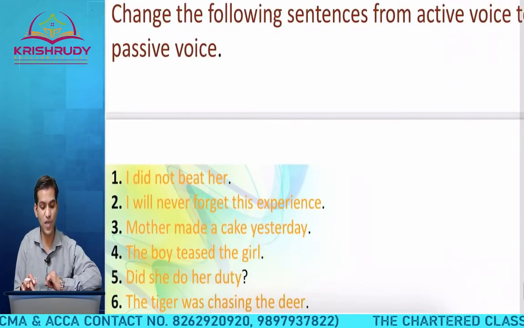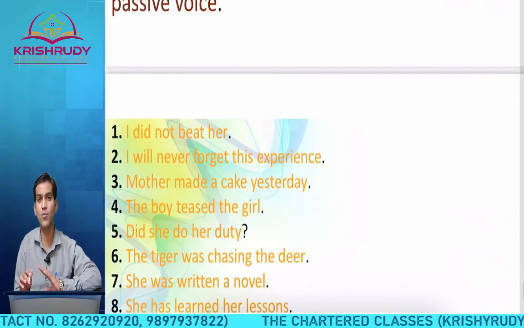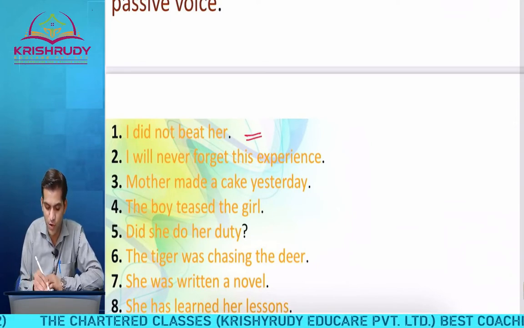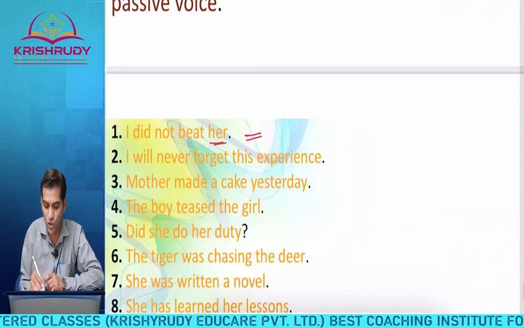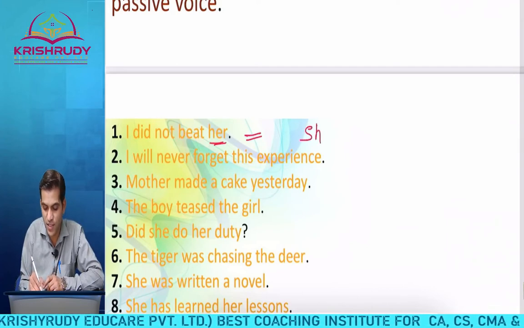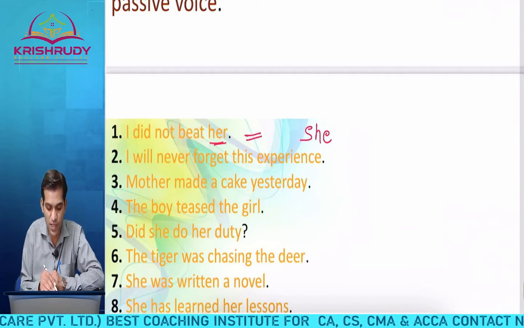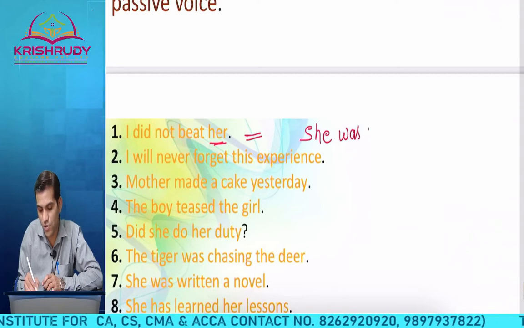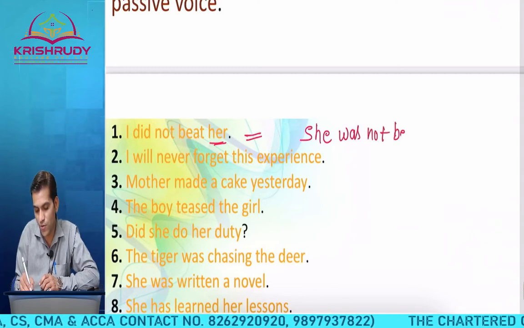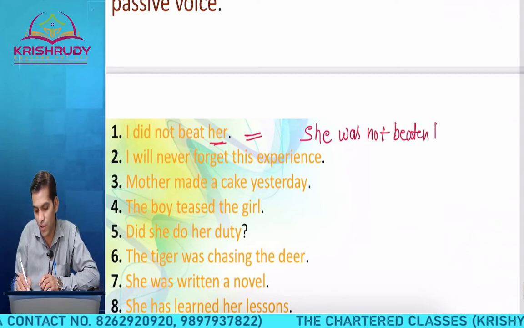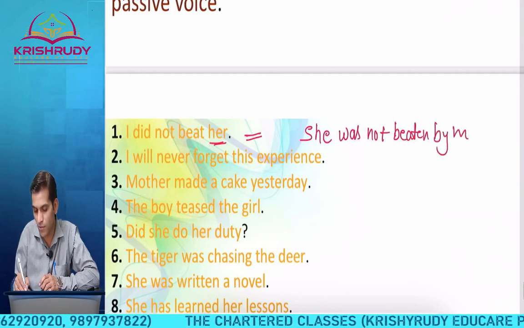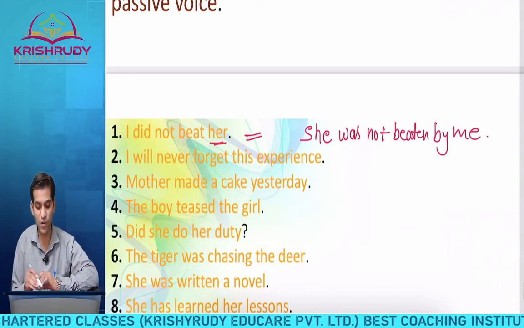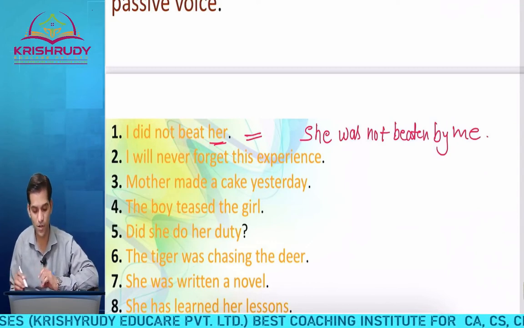Now exercises we have here. I did not beat her. So how would you change it? We have to change her into she. As this is a simple past sentence, I did not beat her, so she was not beaten by me. Right? This is the passive of I did not beat her.